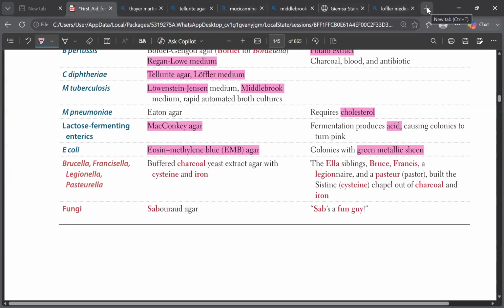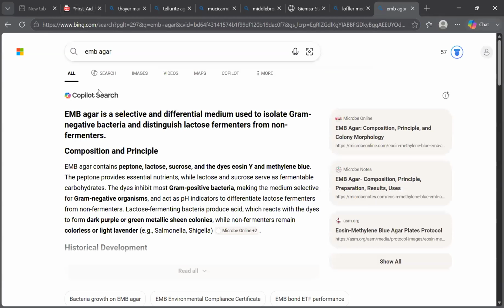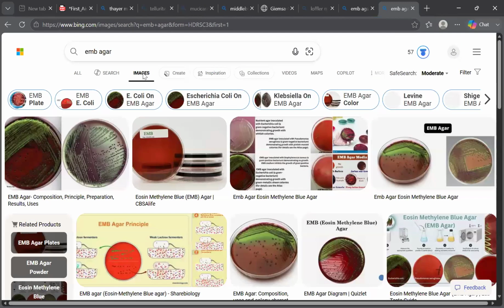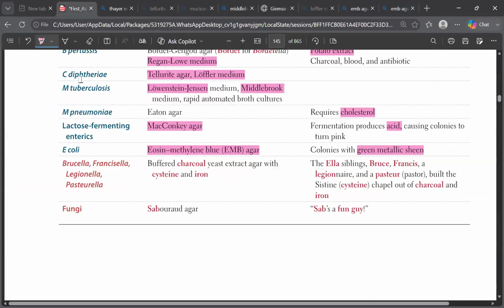EMB agar. Okay, it is basically used to distinguish lactose fermenters from non-fermenters, and here it is a green sheen. Green metallic sheen. Then we have Brucella, Francisella, Legionella, and Pasteurella.